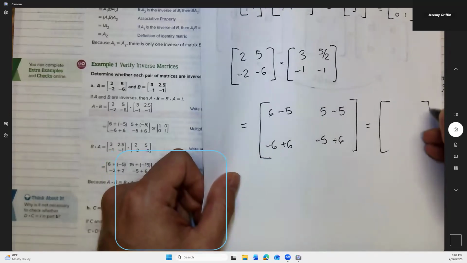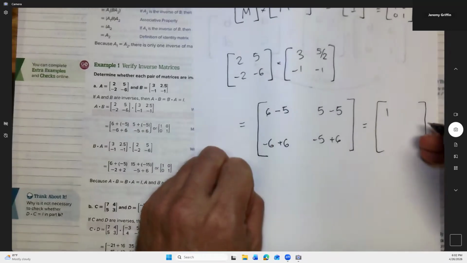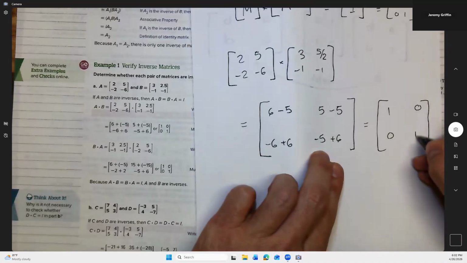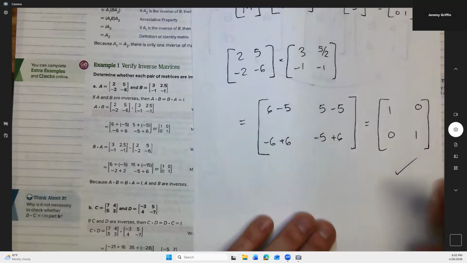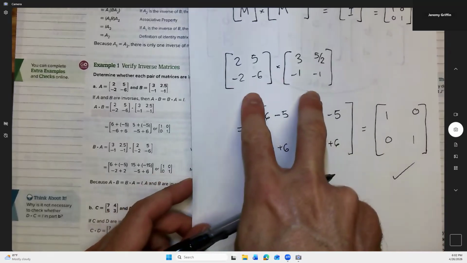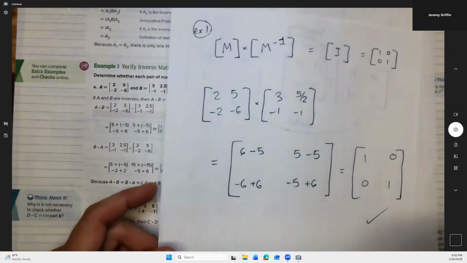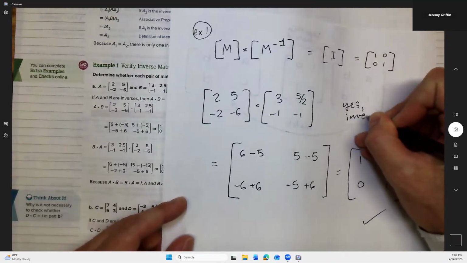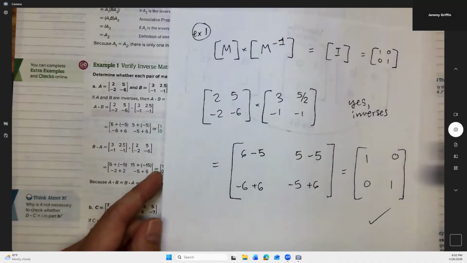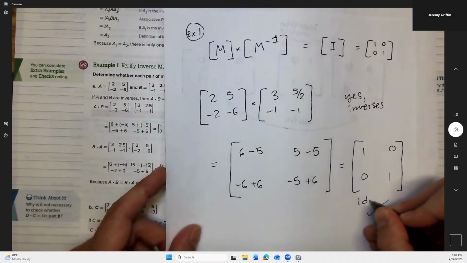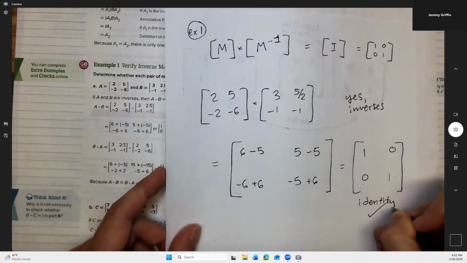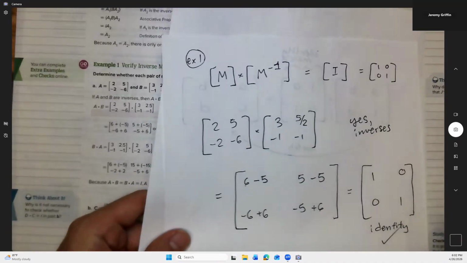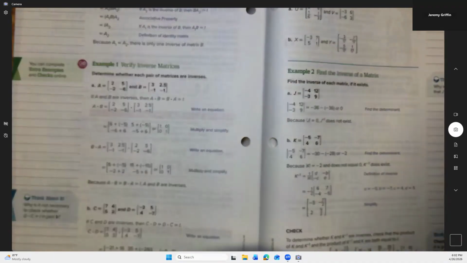Watch this. 6 minus 5 is 1. 5 minus 5 is 0. Negative 6 plus 6 is 0. Negative 5 plus 6 is 1. That is the identity matrix. So were these two original matrices inverses? Yes, these are inverses, because by multiplying them together, we get the identity matrix. It works out. If we got anything else, they would not have been inverses.